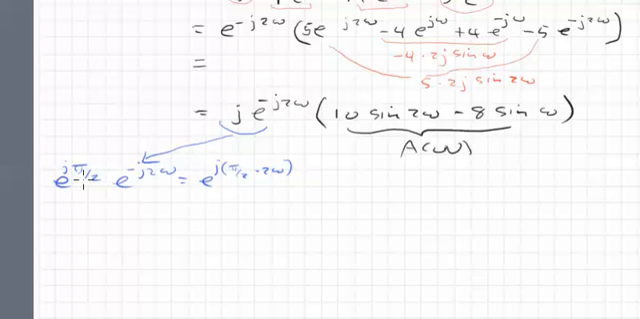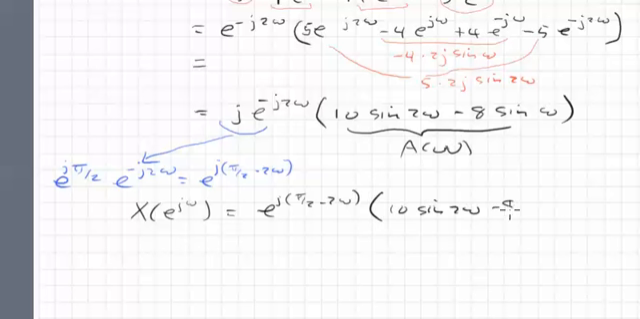All right, so final result: X of e to the j omega is e to the j pi over 2 minus 2 omega times this amplitude part, 10 sine 2 omega minus 8 sine omega. Okay, so that's a good skill for you to learn.